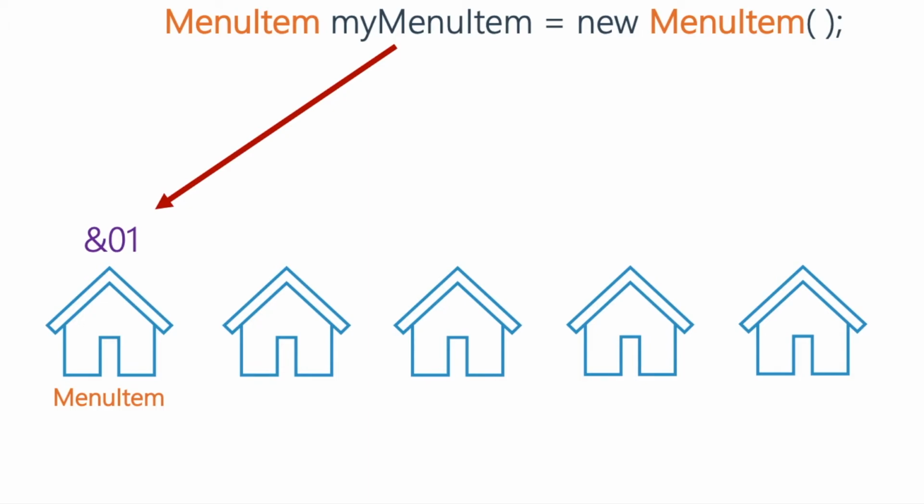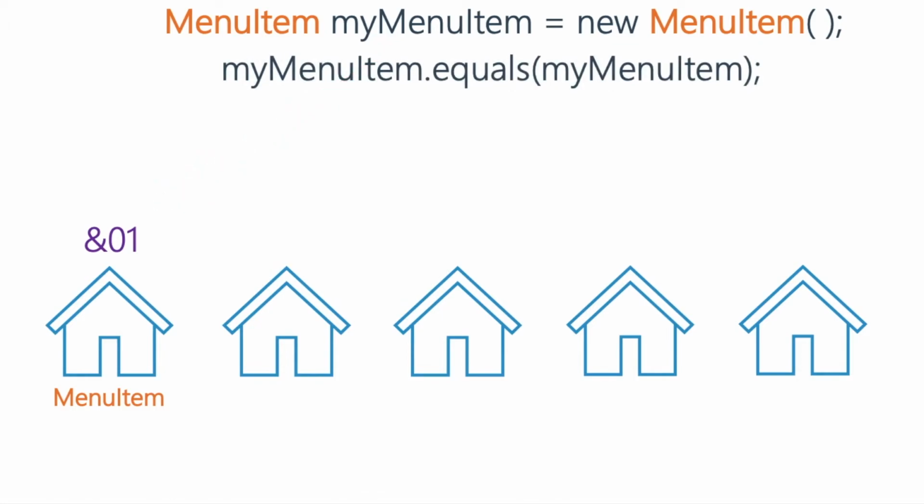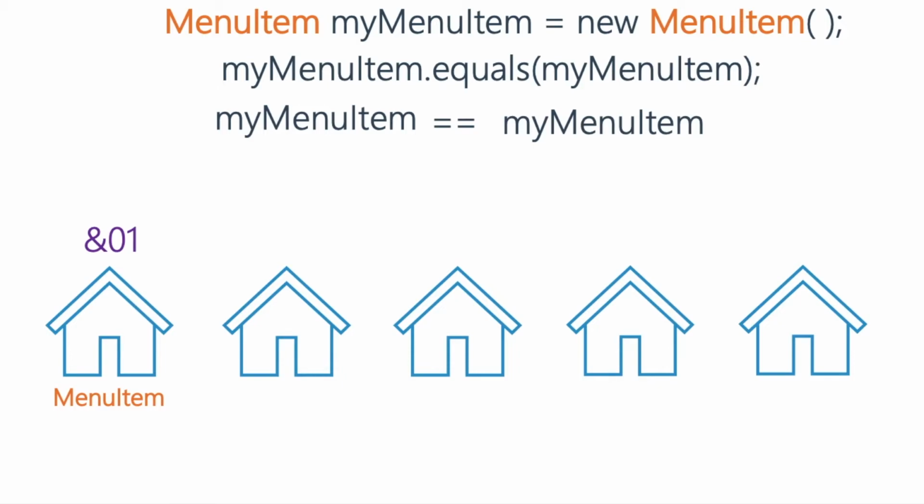Now say we write the line of code, myMenuItem.equals(myMenuItem). Well, we're seeing if myMenuItem is equal to itself. Of course, instinctually we're saying, yes, of course it's equal to itself, but we have to remember that it's doing something in the background. It's comparing, is myMenuItem equal to myMenuItem? In other words, is address 1 equal to address 1?